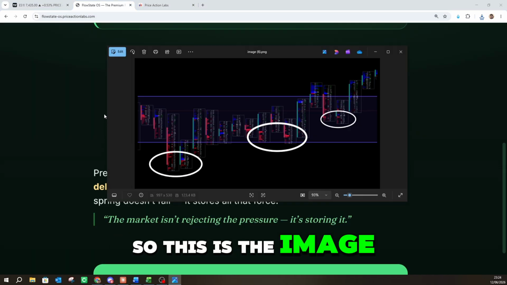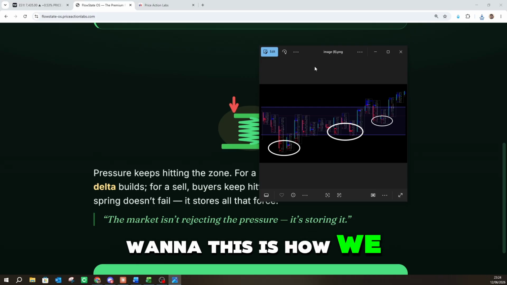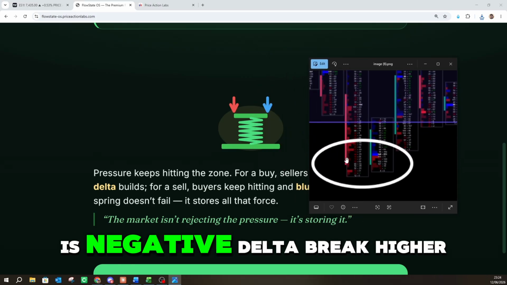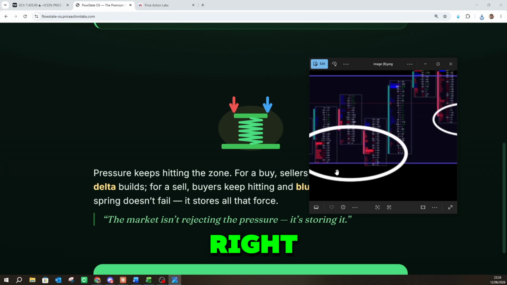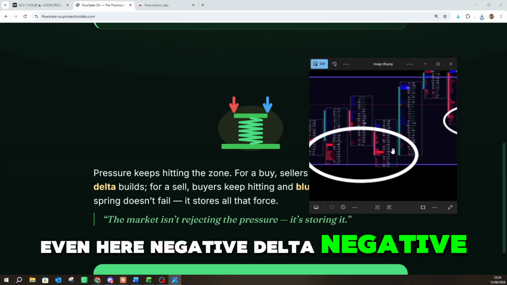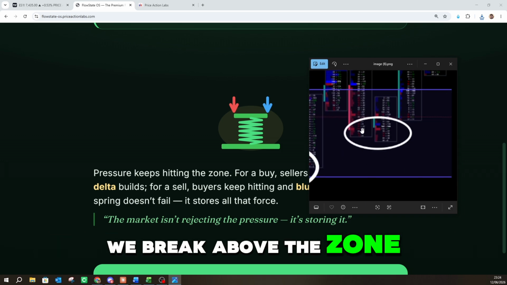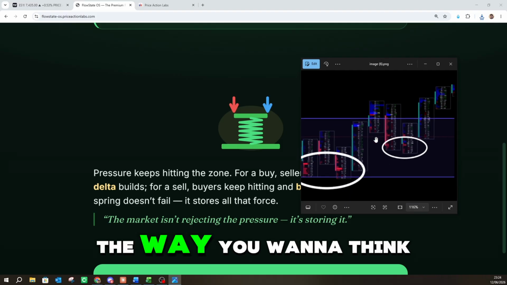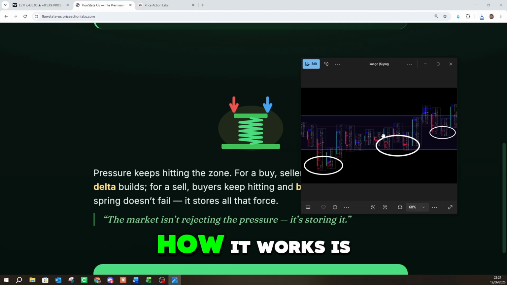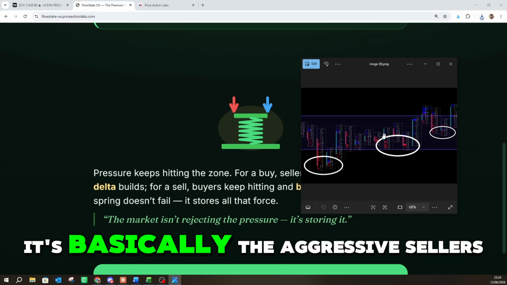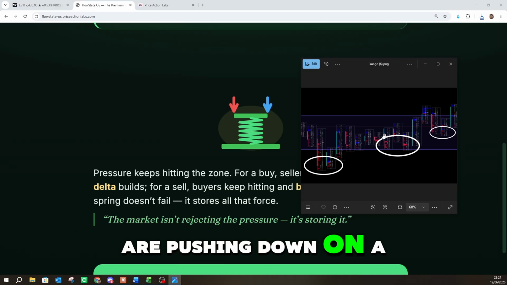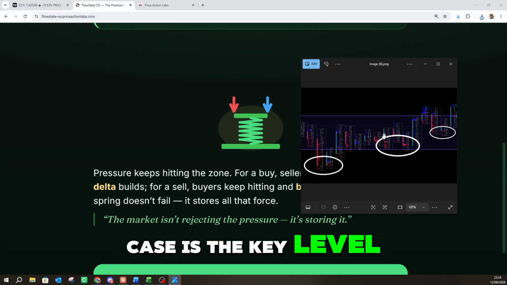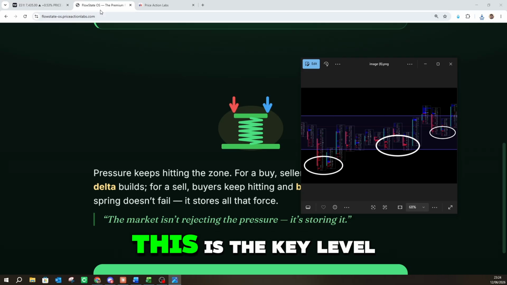So this is the image, and this is how we want to think things through, right? What you can see here is negative delta, break higher. Even here, negative delta, we break above the zone. Negative delta, we break above the zone. So the analogy, the way you want to think about how it works, is that the aggressive sellers are pushing down on a spring. And the spring in this case is the key level, right? The blue box here, this is the key level.